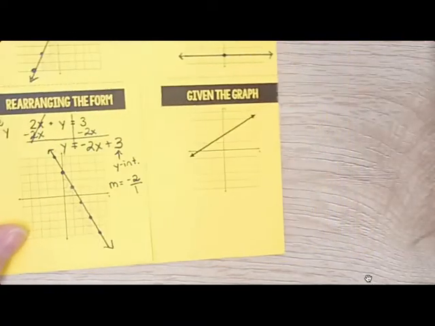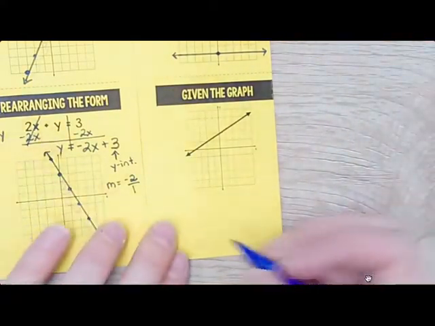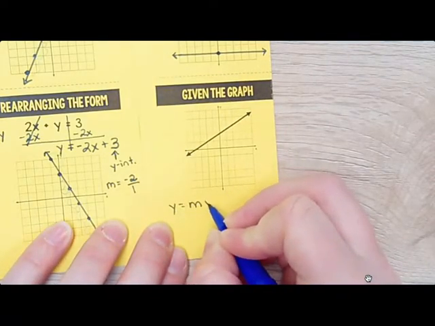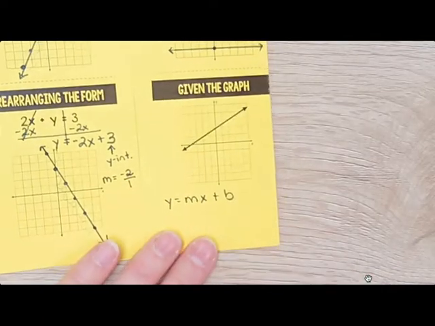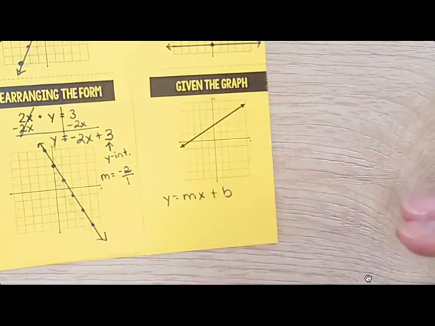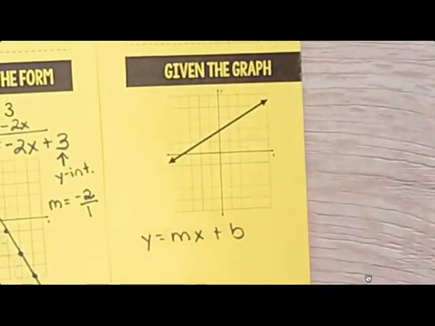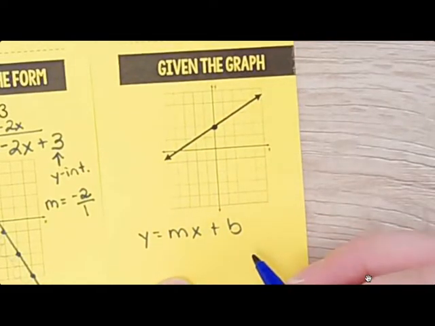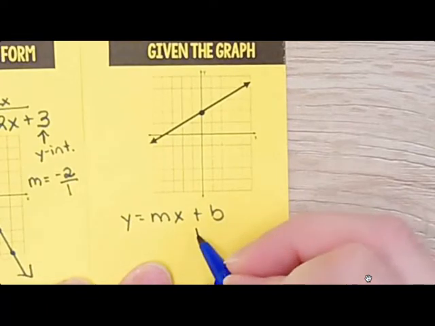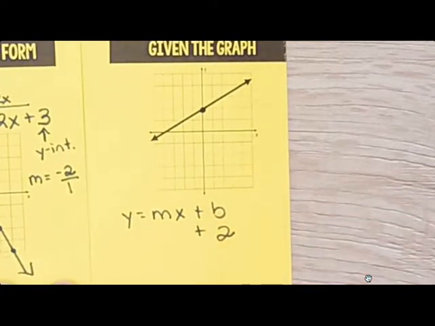Okay, let's look at the graph, given the graph. So in order to write y equals mx plus b, we need to know the y-intercept first. So let's look and see, where does it cross the y-axis? At 2. Is it a positive 2? Yeah, so we're going to put plus 2 underneath the y equals mx plus b.